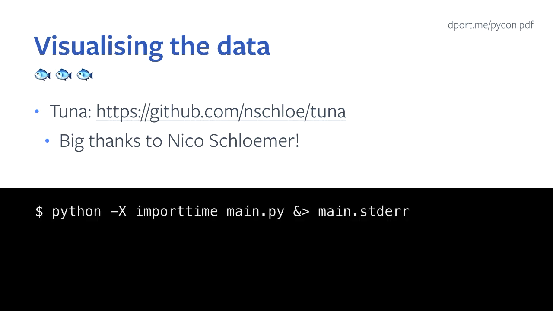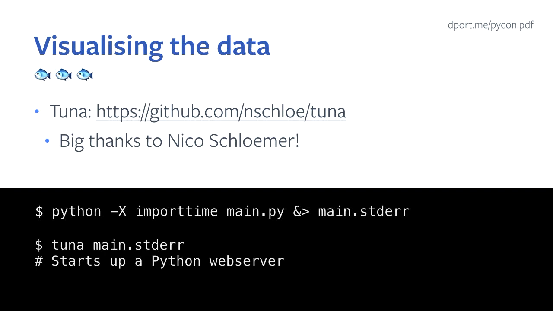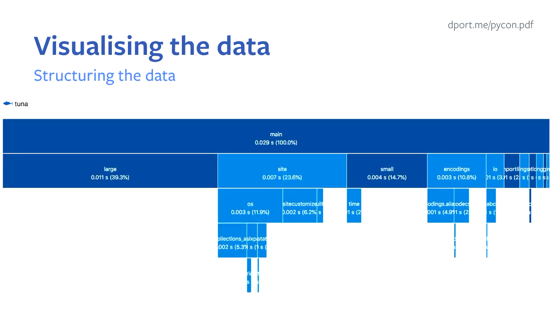So you pretty much just take your standard error, and then you run it against Tuna, and it spins up its own little Flask web server. And this is what it looks like. Very similar. You can click on it, and it's got these neat little easing in and out animations. I pretty much just showed FlameGraph earlier to pay respects to the classics, but this is what you should probably be using these days for Python.